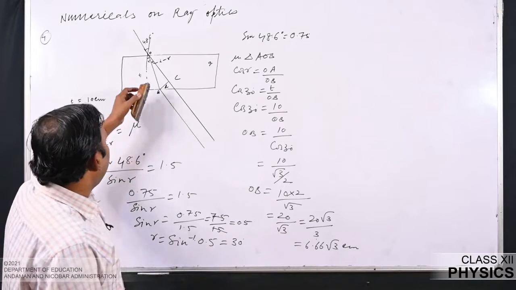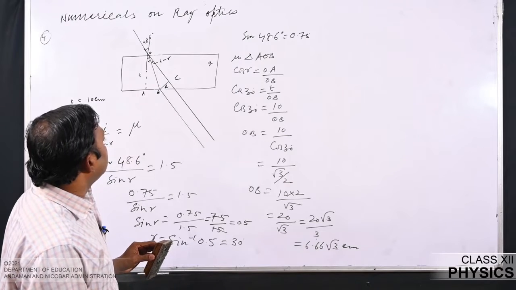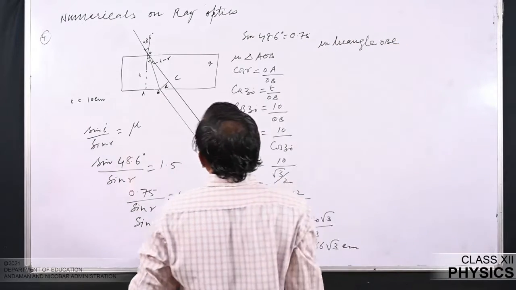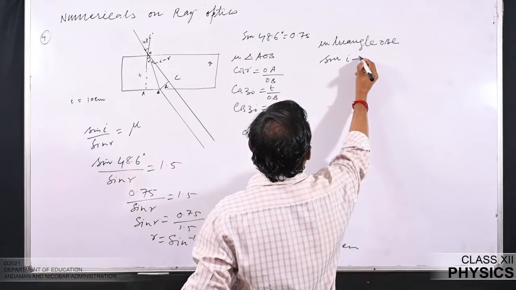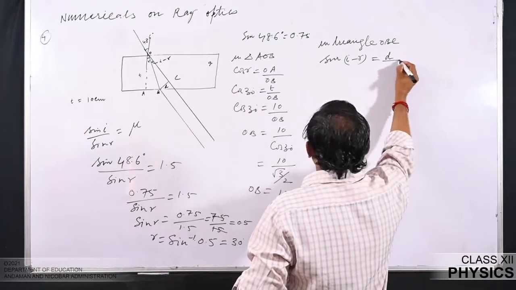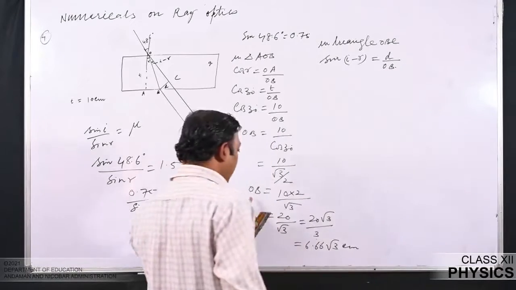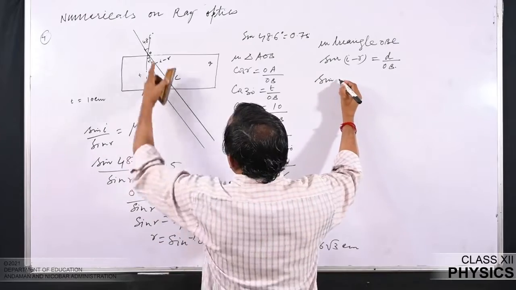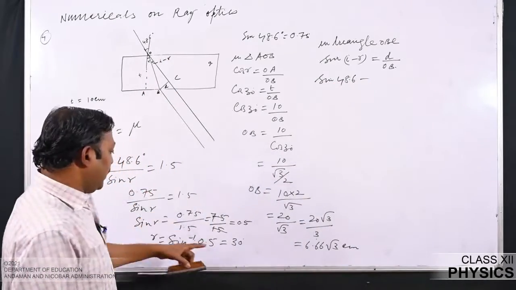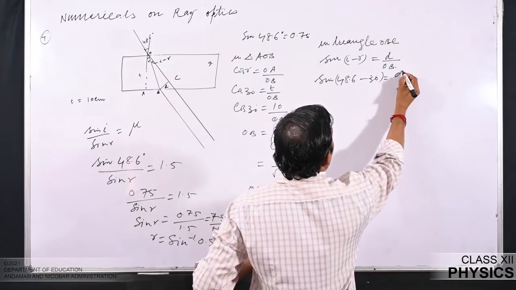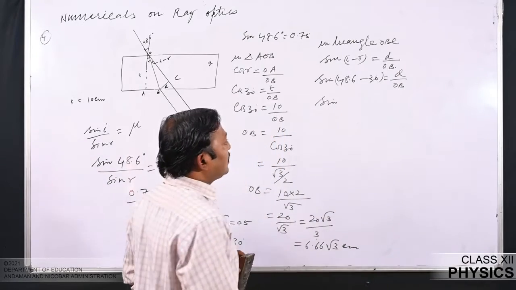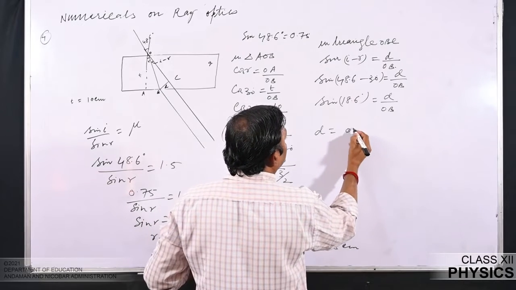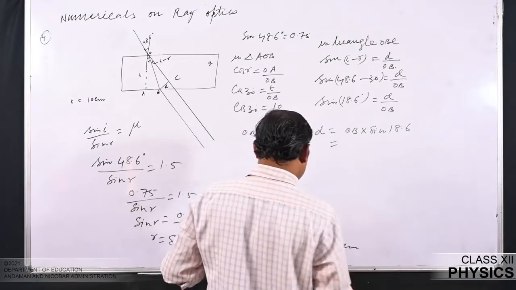Now, after this, take the triangle OBC. In triangle OBC, we have sin of I minus R equal to opposite side by hypotenuse, that is D divided by OB. We already calculated the value of OB, we will substitute it there. Our aim is to find out the value of D, the lateral shift. Now, the value of I is 48.6 minus the value of R, which we calculated as 30 degree. So we will substitute it here. So this will be D divided by OB, or sin of 48.6 minus 30 degree, which is 18.6 degree, equal to D divided by OB, or D is equal to OB multiplied by sin 18.6.